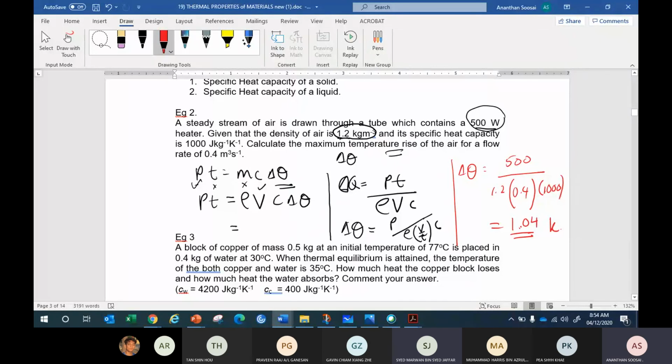So this is how the working should be. Okay, class, this is a different way of asking questions. Air is flowing inside, and they give a volume per unit time value. So still PT equals MC theta, but the mass has to be converted to density times volume, and the volume and time have to be packed together because they give a volume over time value. Volume per unit time 0.4 is given, so you have to pack the V over T together to substitute as 0.4. Okay, that's the thing.